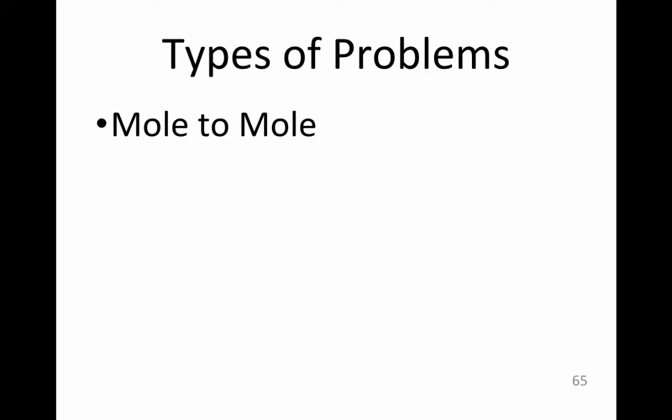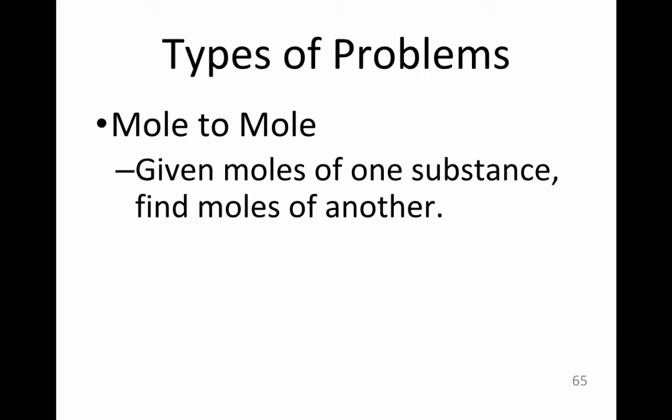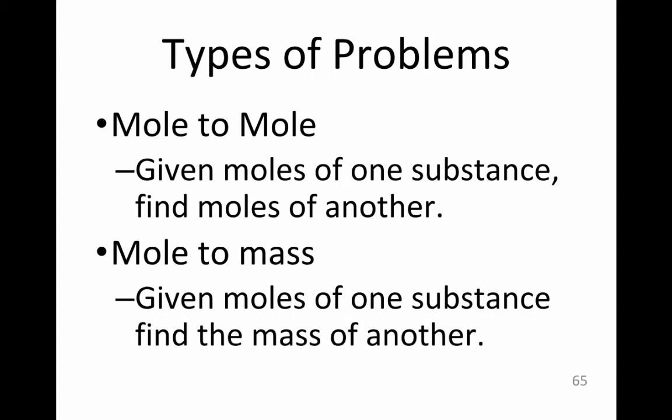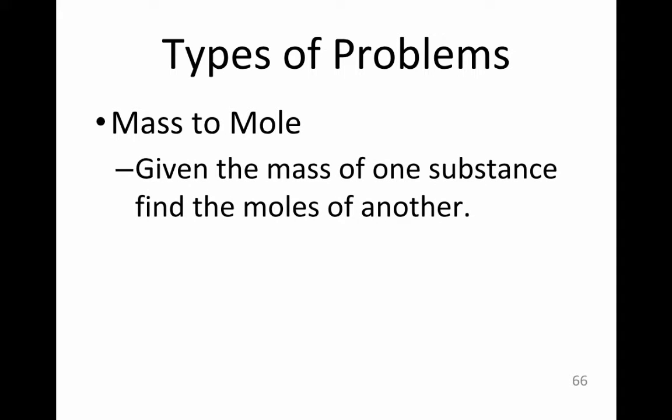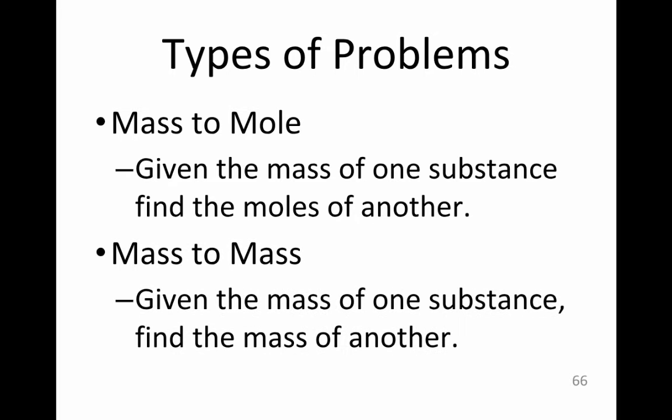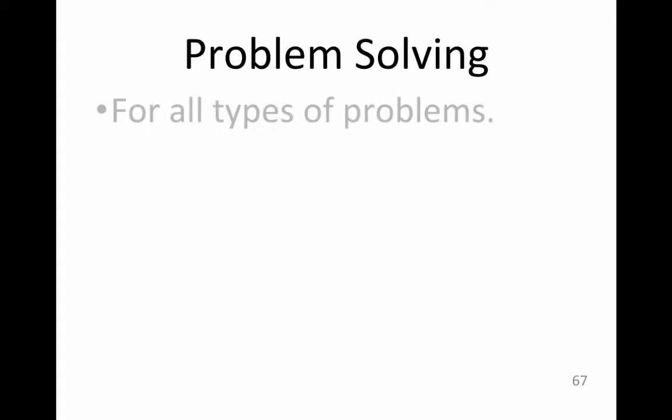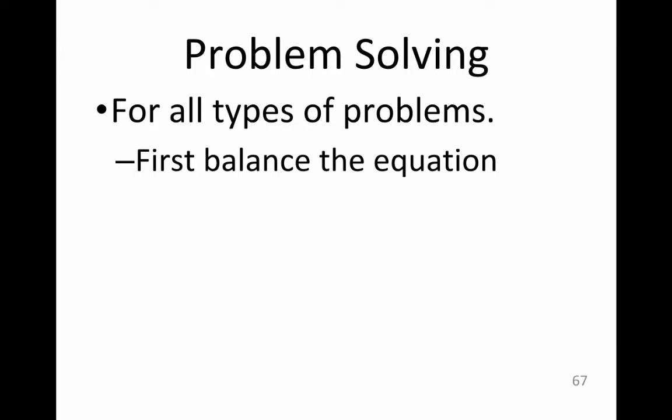So you have four types of problems. You have mole to mole, where you're given the moles of one substance to find the moles of another substance. Mole to mass, where you're given the moles of one substance, you have to find the mass of another. Mass to mole, where you're given the mass of one substance and you have to find the moles of another. And finally, mass to mass, where you're given the mass of one substance and have to find the mass of another. So for all problem types, there are 3 steps.